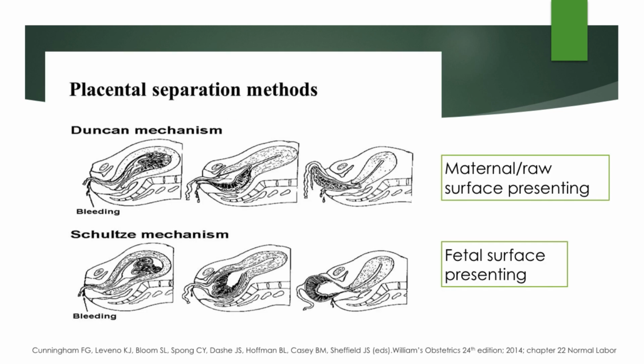Okay? So just a review, we have the 2 kinds of placental separation methods, the Duncan mechanism and the Schultz mechanism. So the Duncan mechanism is when the placental separation happens at the edges of the placenta, and therefore when you deliver the placenta, the maternal or the raw surface is presenting. Whereas in the Schultz mechanism, which is the more common form of placental separation, the separation first happens in the central part of the placenta, so that when you deliver, the placenta is folded and the fetal surface is presenting.